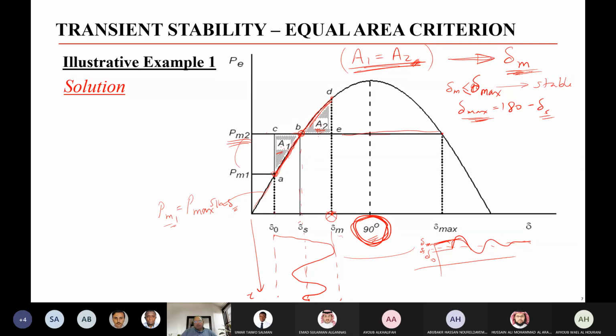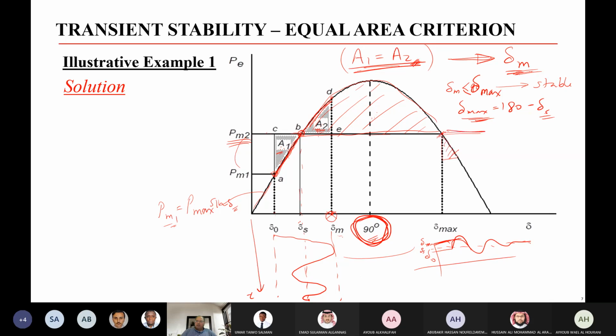This is B mechanical and this is B electrical. All this area is a deceleration area. So in this case, definitely delta M can go up to delta max. If delta M is greater than delta max, that means you have acceleration here. So the system becomes unstable here, and you don't have enough deceleration area to compensate the acceleration. And at this point, the area becomes acceleration here.